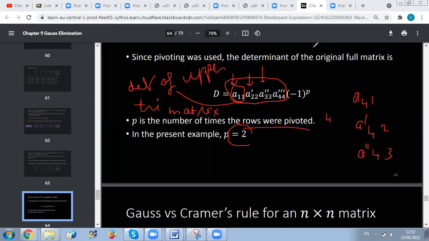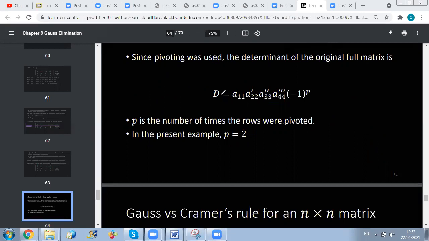This is why the general rule that gives us the relation between the determinant of the initial matrix A of coefficients and the determinant of the upper triangular matrix is that it is equal to the product of the elements on the diagonal times minus 1 to the power p, where p is the number of times we pivoted rows. If it's an even number, the determinant will be the same. If it's an odd number, the determinants will have opposite sign. Okay. Any question on this?